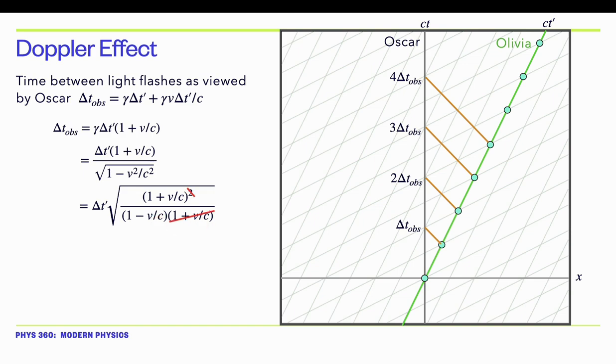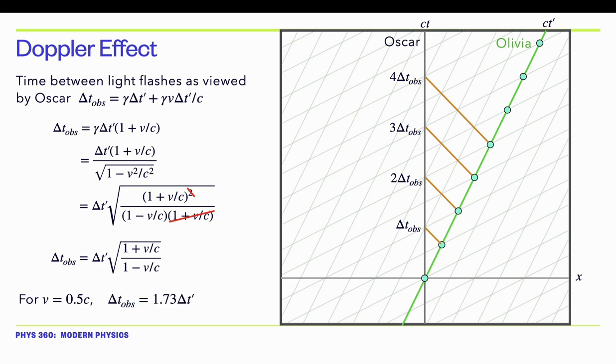Notice that this term, 1 plus v over c, is the same as the top one, so this term cancels 1 on the top, and you can simplify it into the square root of this ratio. So this is the final answer: the time between ticks on Olivia's bike is equal to the time between ticks as she measures it times this factor, 1 plus v over c divided by 1 minus v over c, where v is a positive number. She's heading away from Oscar.